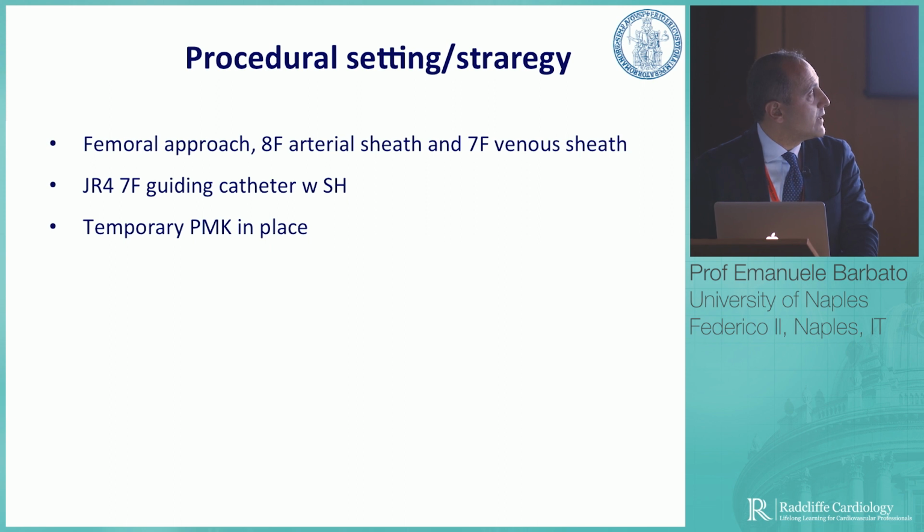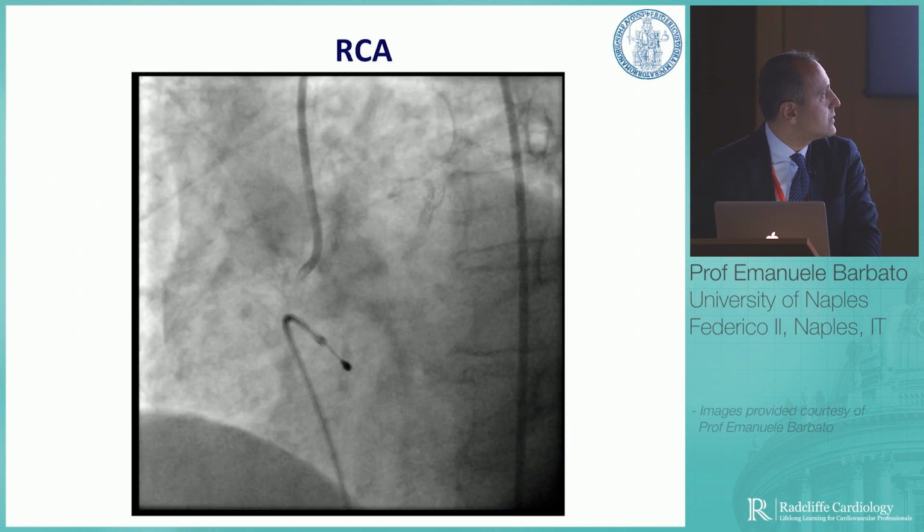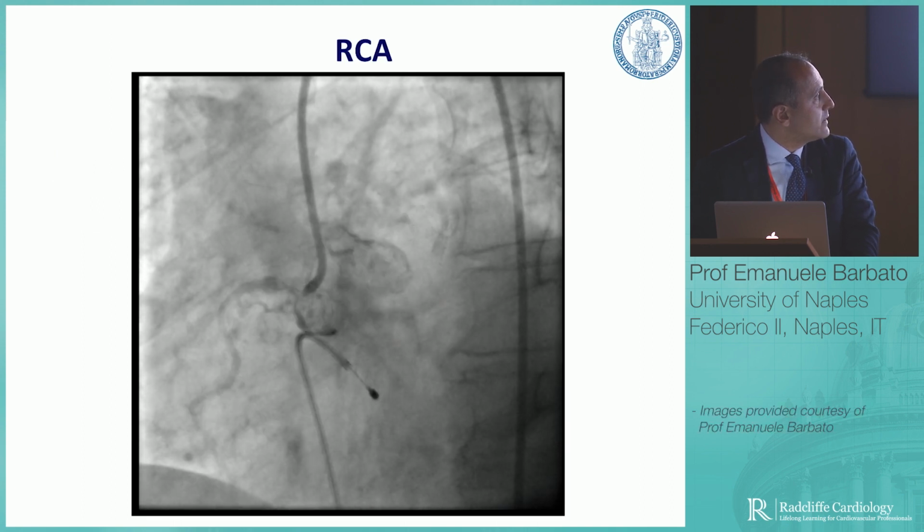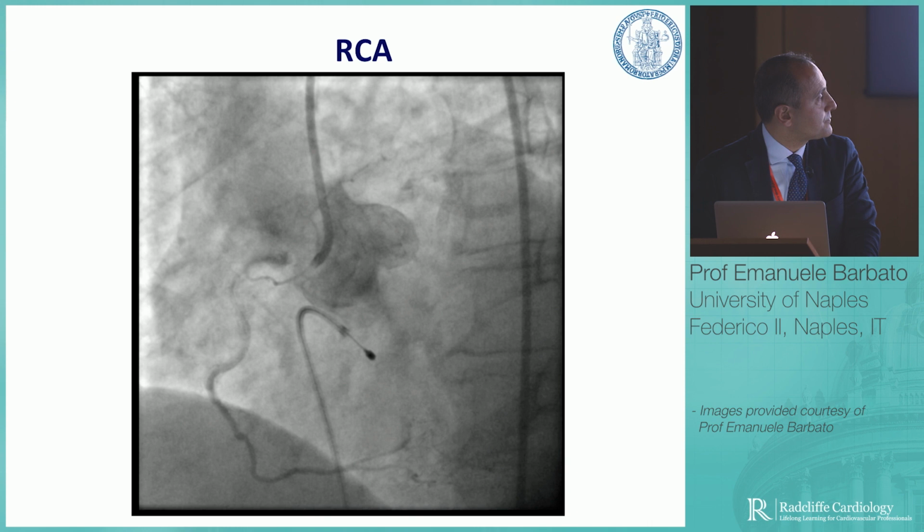Femoral approach, 8 French guiding, 8 French arterial sheath, 7 French venous sheath, and we used a Judkins 7 French guiding catheter with side holes. We placed a temporary pacemaker. Now you have this angiogram done with the guiding catheter.